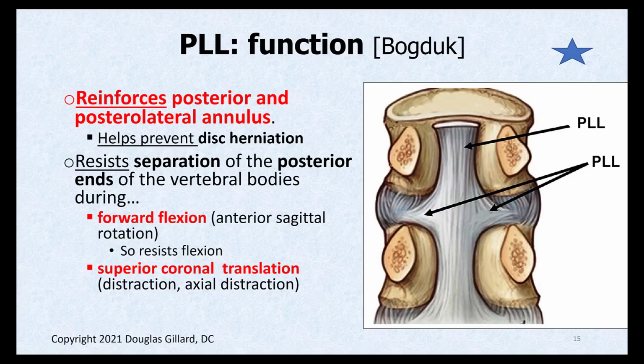Sagittal rotation. We're going to do our biomechanical lecture where you get to learn all these things, but it resists anterior sagittal rotation, or forward flexion. It also resists something called superior coronal translation. If I would stand over the person and just pull them up like a distraction treatment, that's a superior coronal translation in biomechanical speak. In clinical speak, it's distraction or axial distraction, and that'll make more sense when we do that lecture.